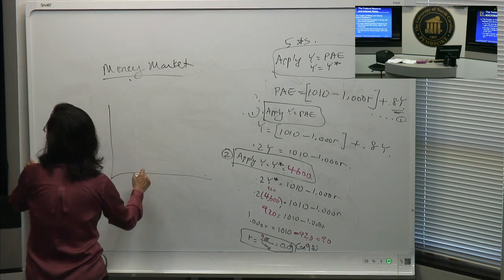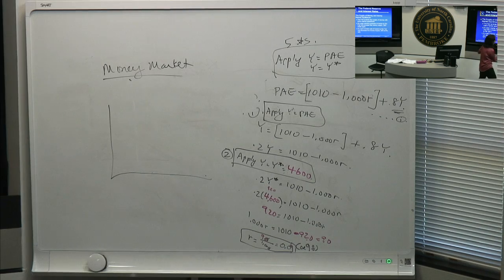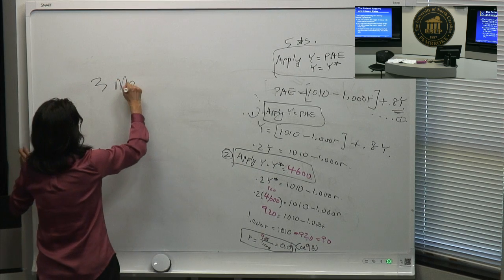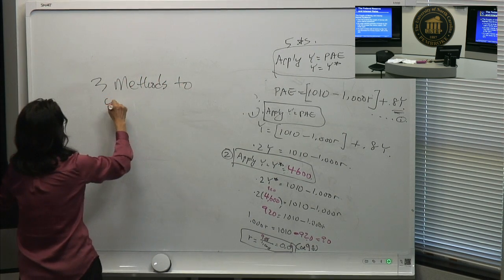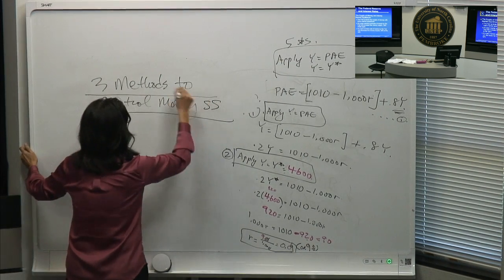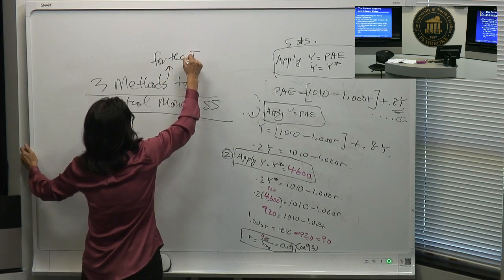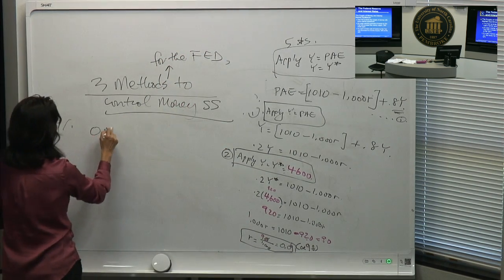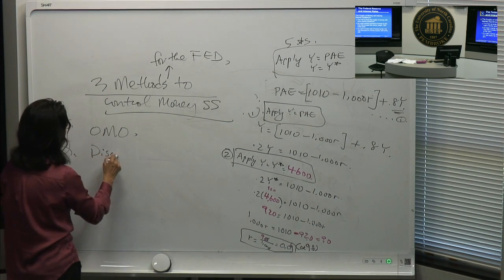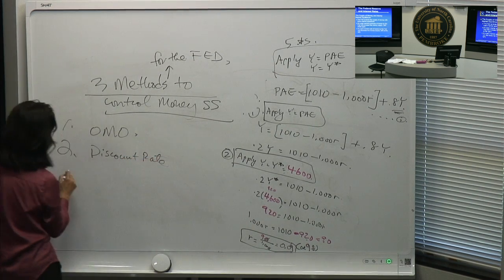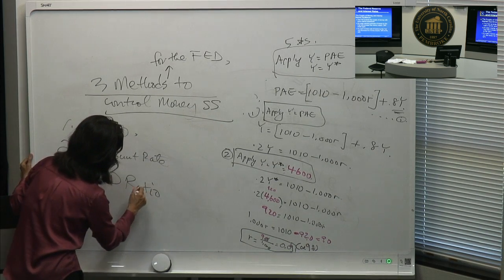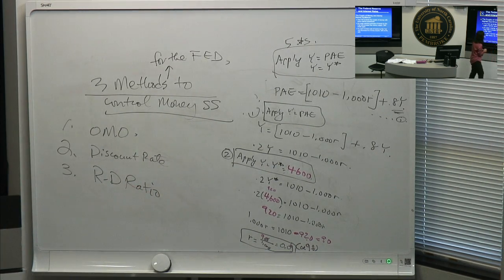So money supply. There are three ways, and I'm just going to write them down for you. There are three ways for the Fed to control the money supply. Number one is OMO, which you've done already. Number two is the discount window or discount rate. Number three is through the reserve ratio. So let's look at OMO.